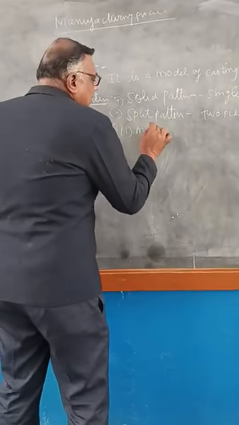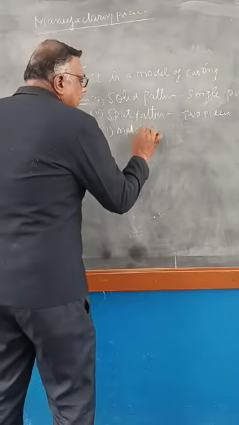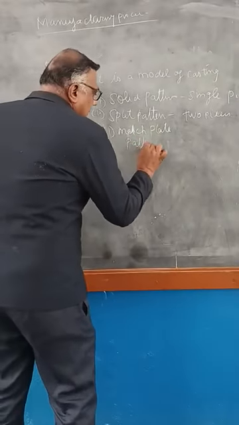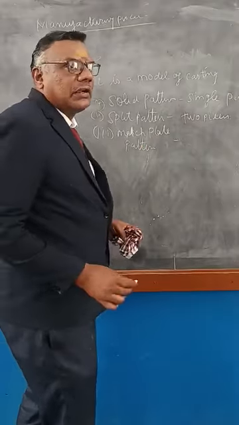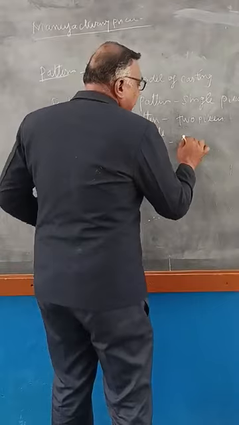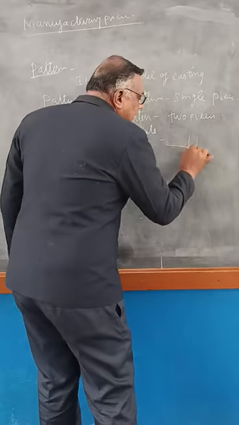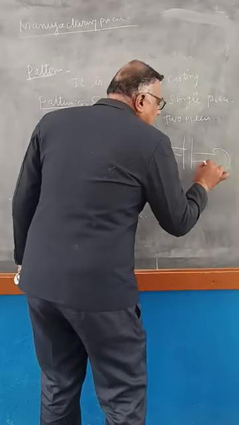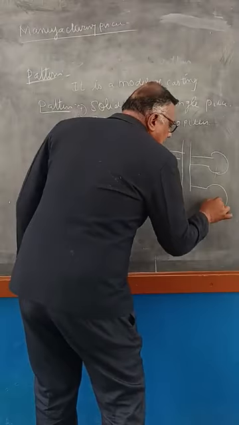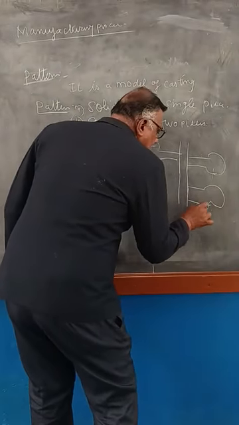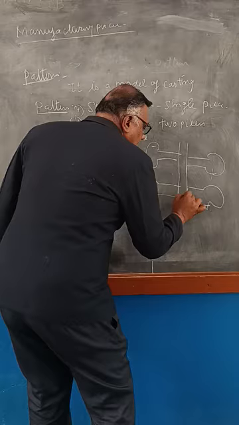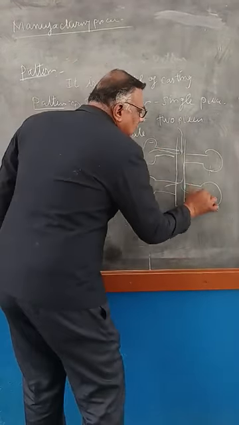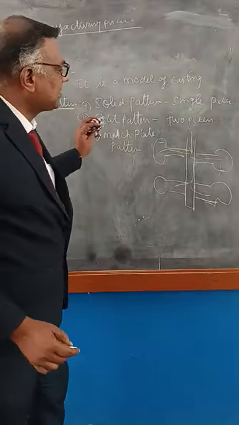The third one is the match plate pattern. Here different pieces of the pattern are arranged on a single plate. By pouring the molten metal, the metal will flow through all these ways. This is called a match plate pattern.